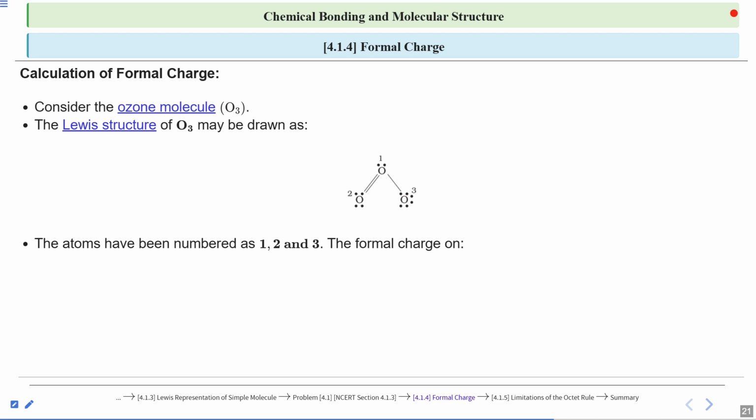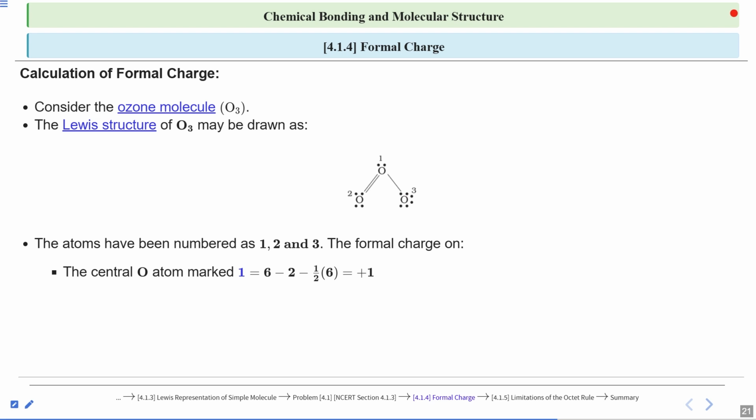Now we have numbered them as 1, 2 and 3, and let us try to calculate the formal charge on each of these. First of all, on the oxygen atom marked as 1, what is the total number of valence electrons for oxygen? It is 6. What is the number of non-bonded electrons? It is 2. So we write 2, minus half the number of bonded electrons. 6 electrons are bonded for oxygen 1. 3 bonds are there, so 6 electrons, 6 divided by 2, 3. Now calculate this and you will get the formal charge on the oxygen marked as 1 as +1.